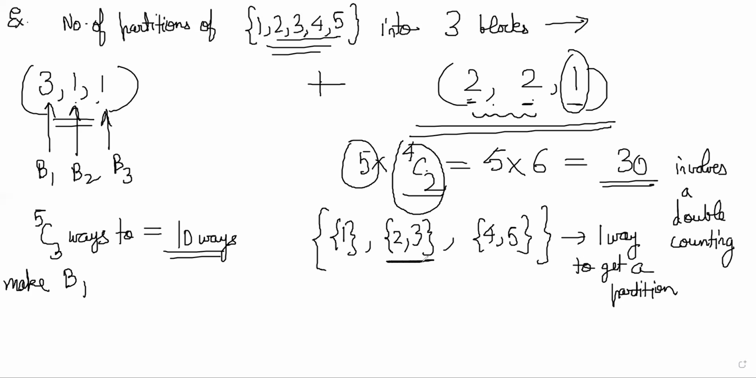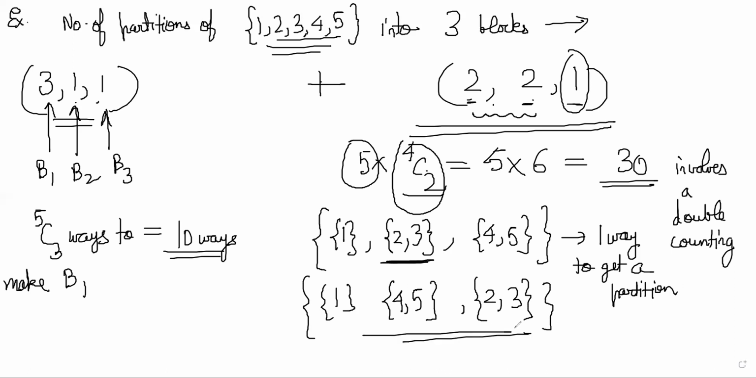However, when you selected 2, 3 in this second step, you could have selected 4, 5 in the second step and still got the same partition, right? This is the same partition, because the order of the subsets doesn't matter in a partition. But you will count it as two different counts in this calculation, because you could have selected 4, 5, or you could have selected 2, 3. There are 2 ways, but they count for only one partition, right?